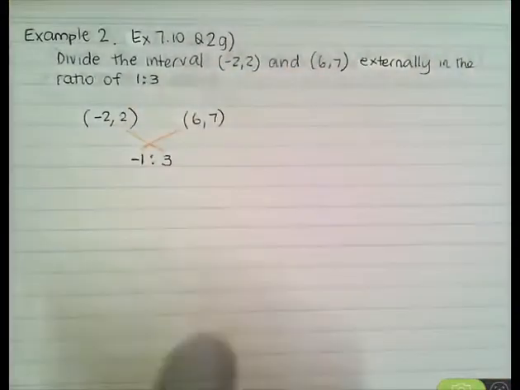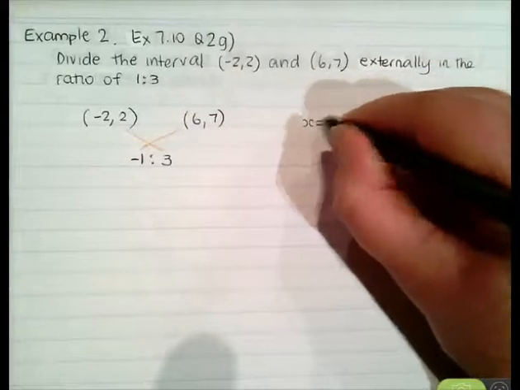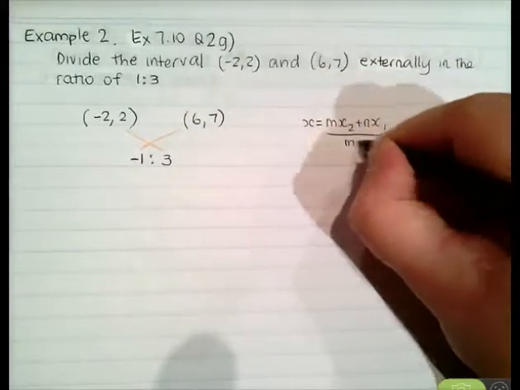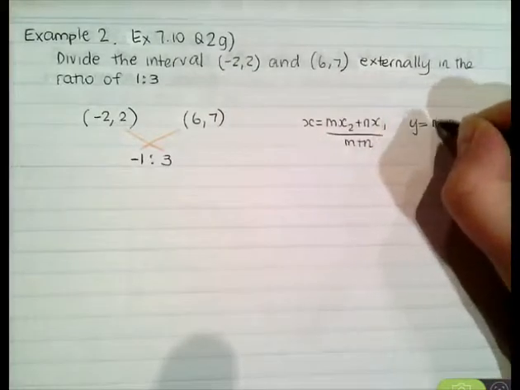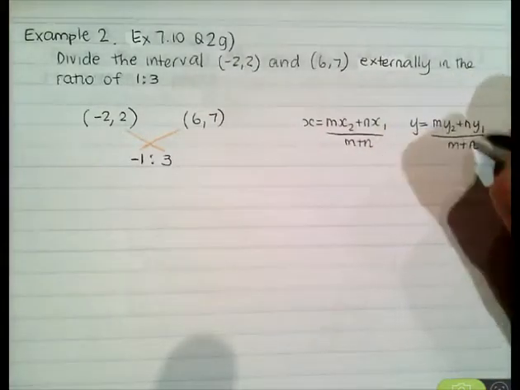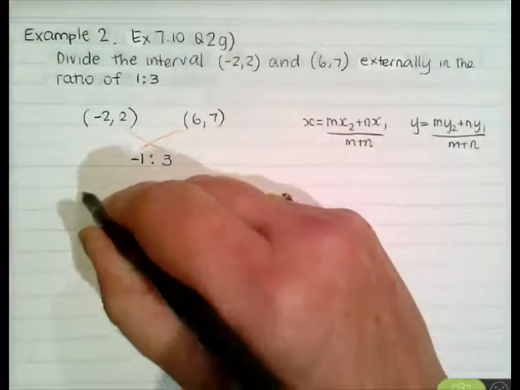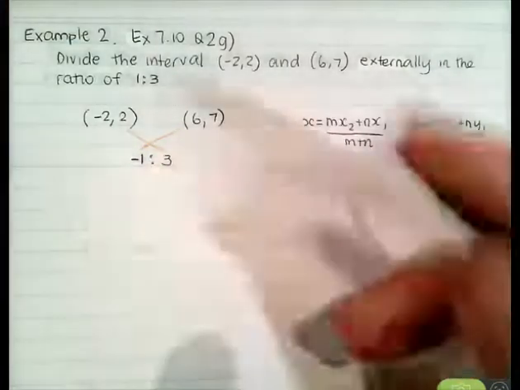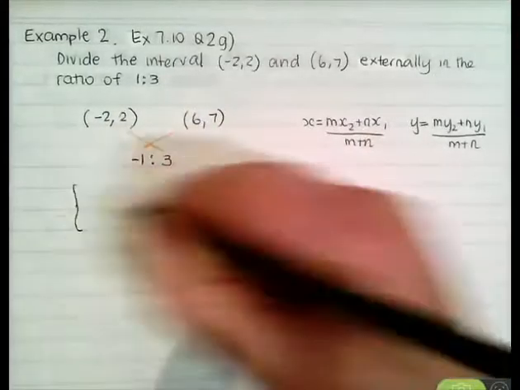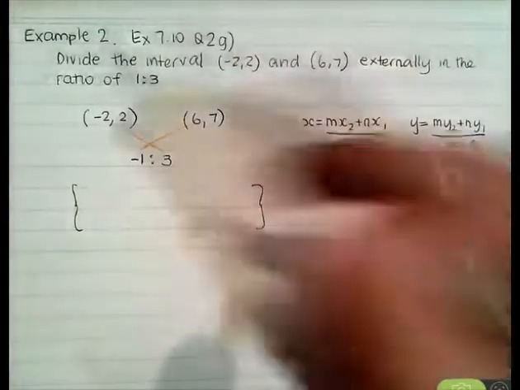I will write the formula out here, and the formula is x equals (m x2 plus n x1) over (m plus n), and y equals (m y2 plus n y1) over (m plus n). I'm actually not going to use it, but I'm going to write it there. If you don't use it that way, you can just automatically work out your x and y values all together. So I can work out my whole point (x, y) all in one go.